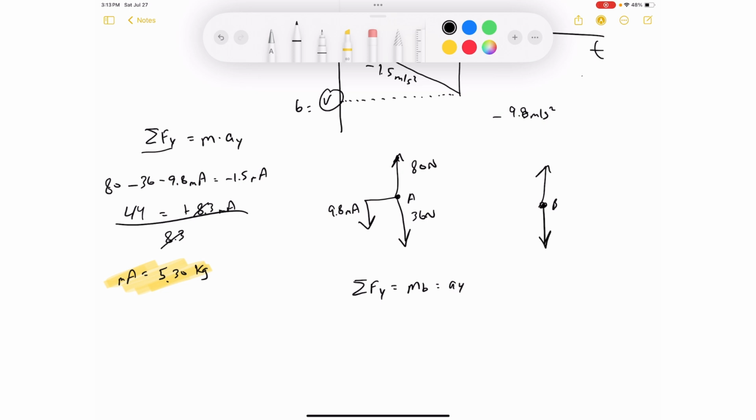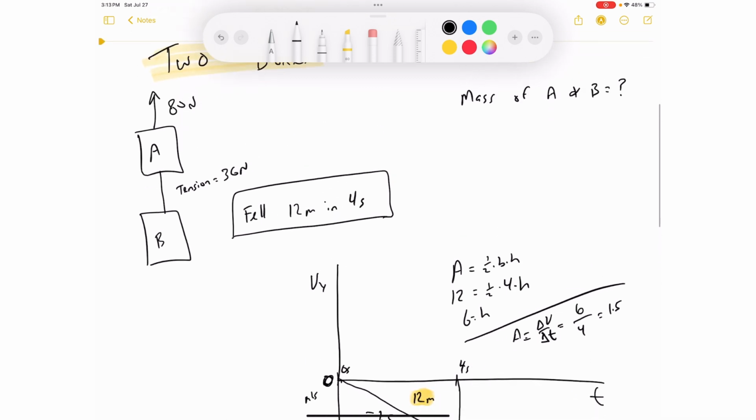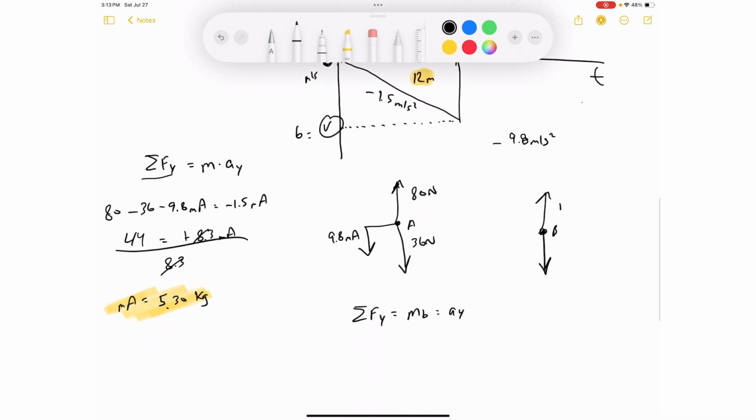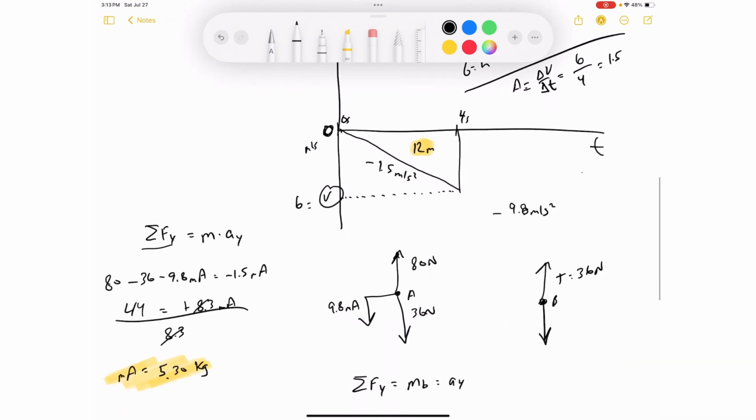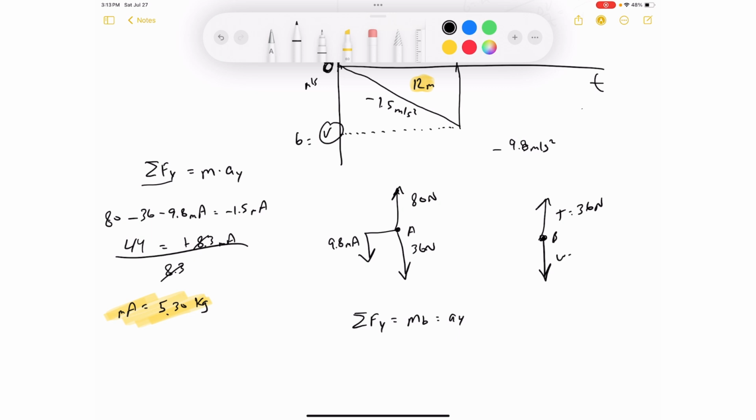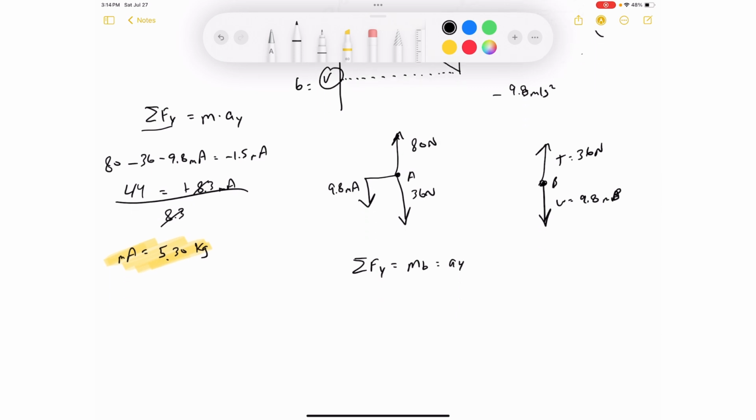Okay. So what's pulling up on B? Just the tension. T is equal to 36 newtons, right? What's pulling down on B? It's weight, which is 9.8 times the mass of B. Okay? So the sum of the forces is 36 minus 9.8 mass of B is equal to negative 1.5, which is my acceleration of B, times the mass of B.